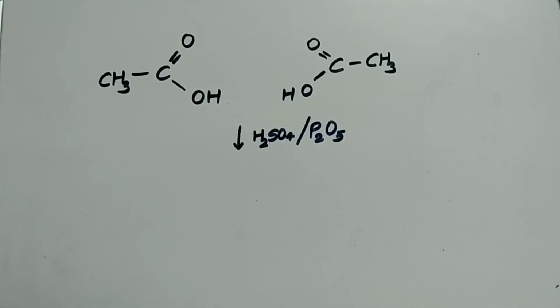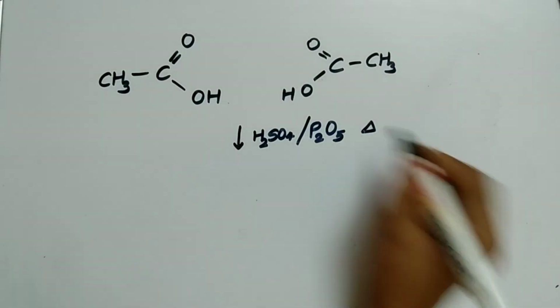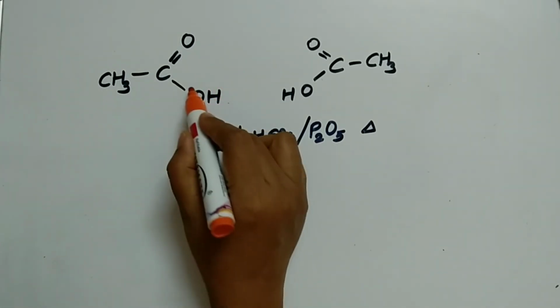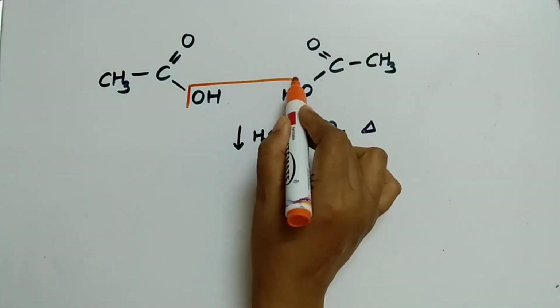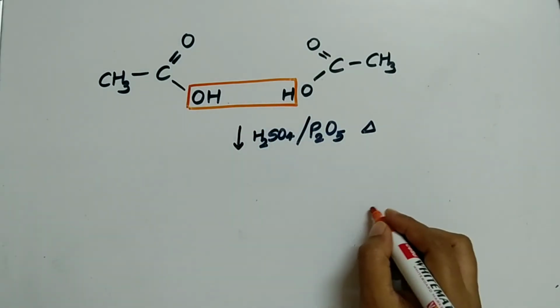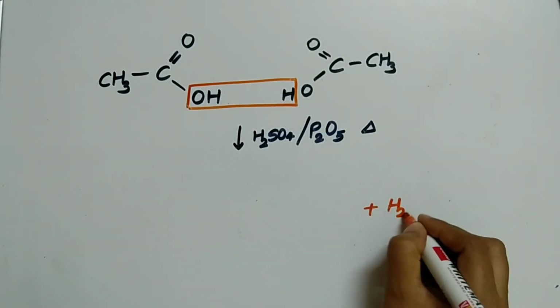So 2 units are treated with sulfuric acid or P2O5, that is phosphorus pentoxide, and heating is done. Now we know H2SO4 is a dehydrating agent. Dehydrating means a molecule of water will be removed. How will it be removed? From here, H2O: you can take this OH and this H. So a molecule of water is removed, which becomes the byproduct.